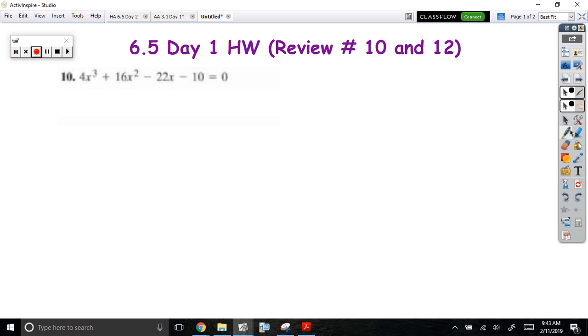All right, so I just want to take a minute to go over two of the homework questions you may have struggled on, which are numbers 10 and 12. The directions on this was to find all roots. So the first thing I would try to do is try to factor and see if it is factorable.